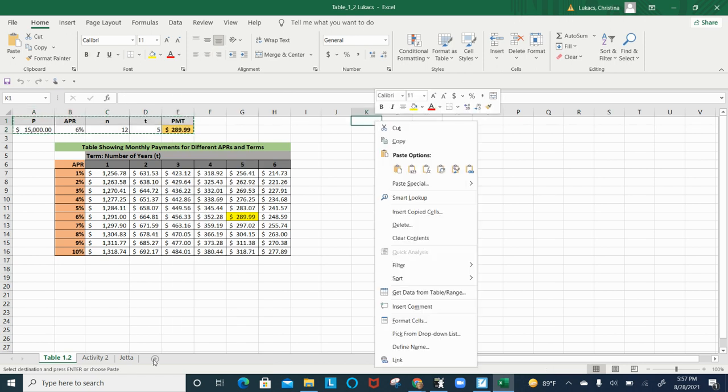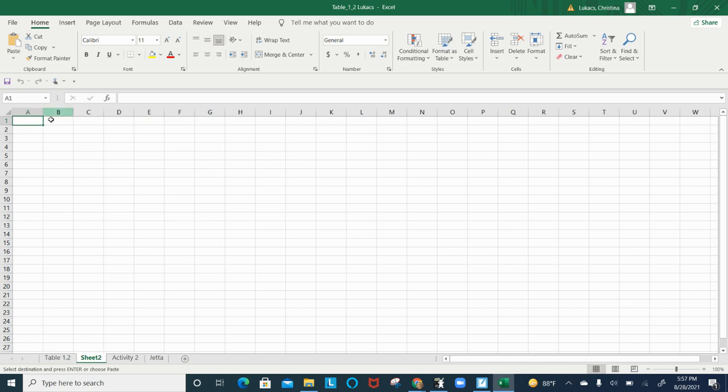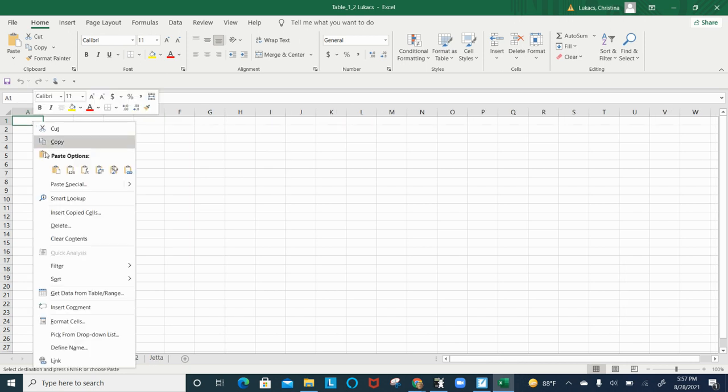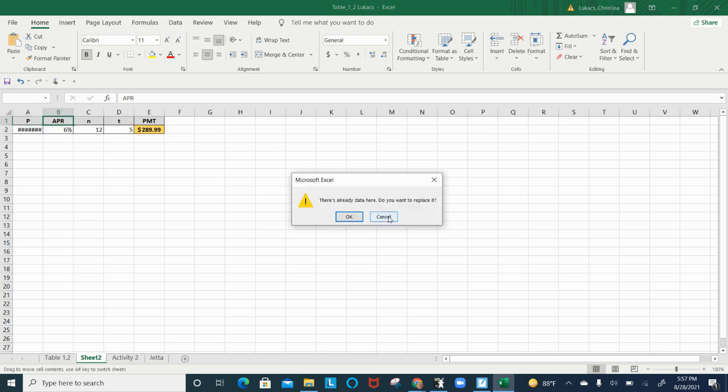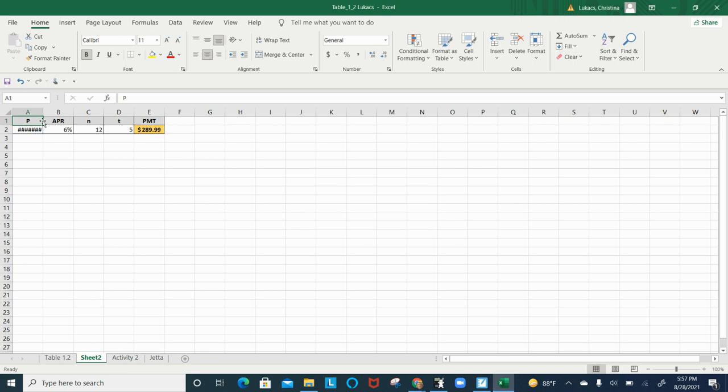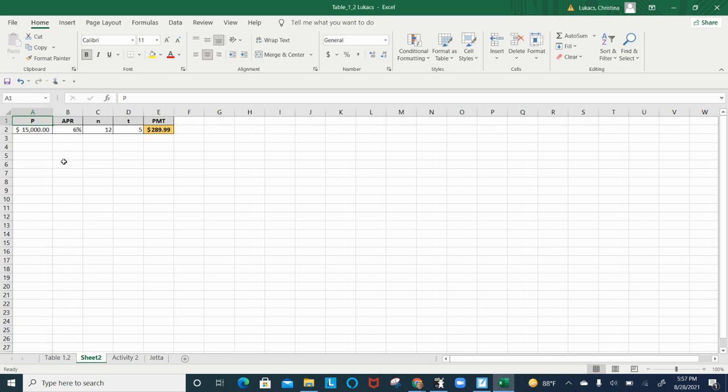Actually, let me make a new tab just to keep this nice. And I'm going to paste it. Now, the reason that all those hashtags are showing up is just because the column's not big enough. Looking for that little... There we are. I was up too high. Okay, so that's what we had done before.